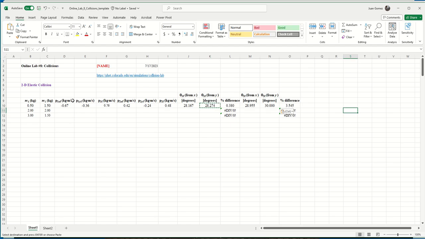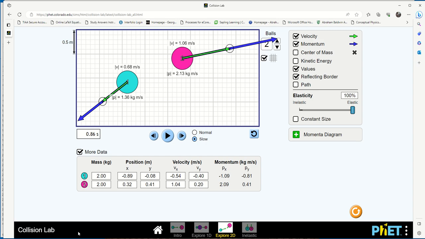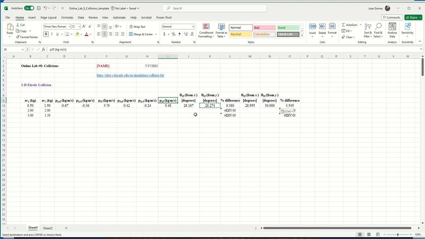And you can enter those values. Then for P1 final and P2 final, remember those are given in the diagram. P1 final is 1.36 kilogram meters per second. P2 final is 2.13. Enter those in. Then remember with Excel, once you have the formulas entered correctly in your first row, all you have to do is click on the formula and drag it down. Nothing shows up yet because you haven't entered the data.